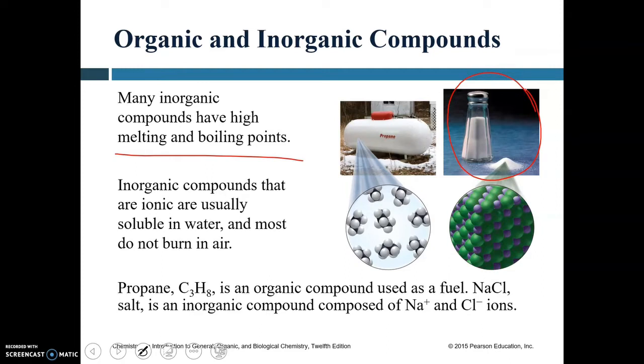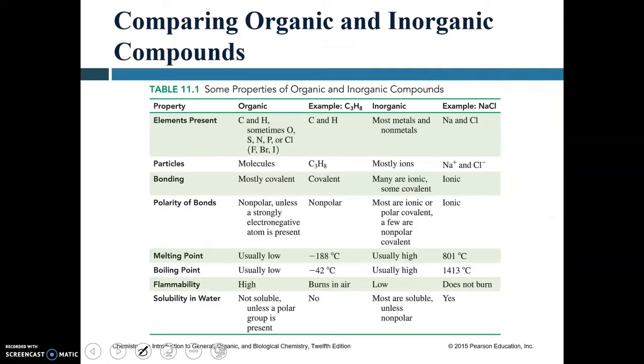So for comparison, propane, which is a gas at normal temperature, can be used as a fuel, which means it can be burned in oxygen. Sodium chloride, or table salt, is an ionic inorganic compound, which, as you know, cannot be burned in oxygen and has extremely high melting and boiling points.